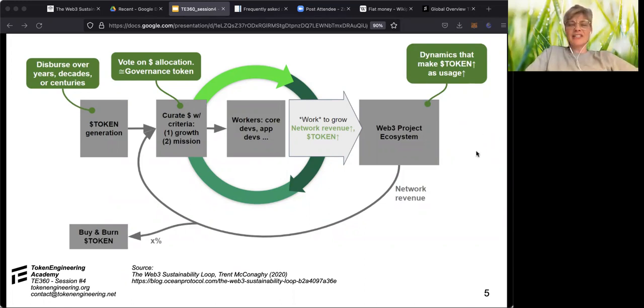Anything else to add here? What's different in Web3 compared to the corporate model?